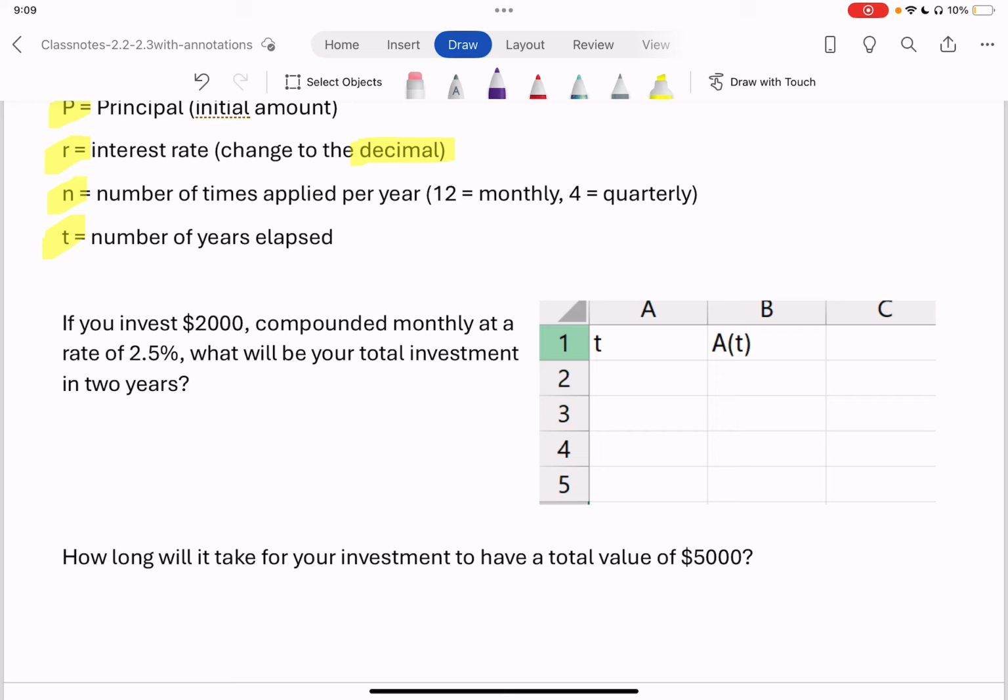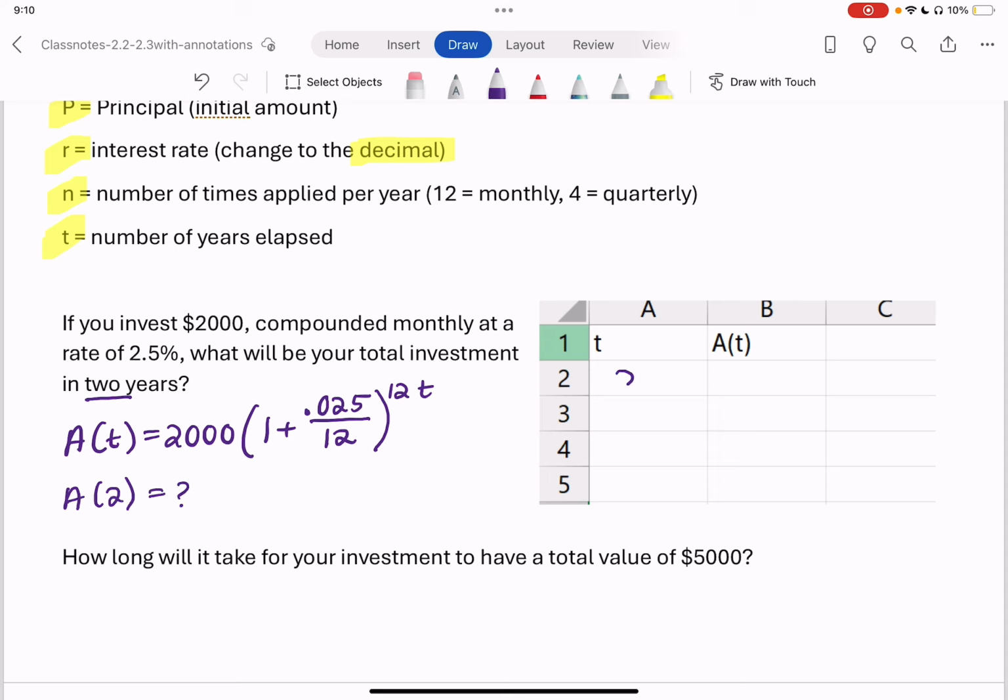It says if you invest $2,000 compounded monthly, so let's set our formula up. $2,000 is your principal, and then it's going to be 1 plus our rate, which is 2.5%. As a decimal, that'll be 0.025. Compounded monthly, so that's 12 times a year, and then to the 12t. That would be the function if you just have to set that up. Then what they want you to figure out is what you will have in 2 years, so they want you to find A of 2.